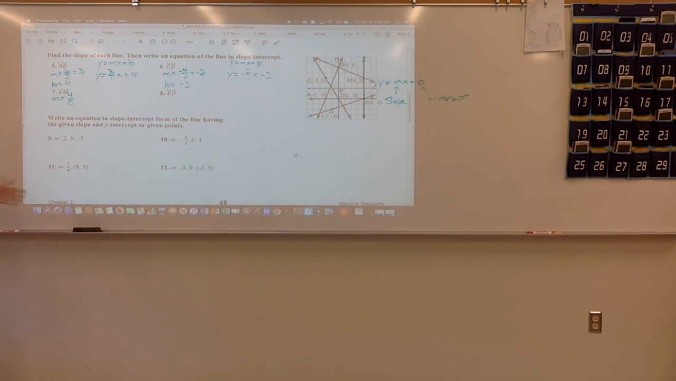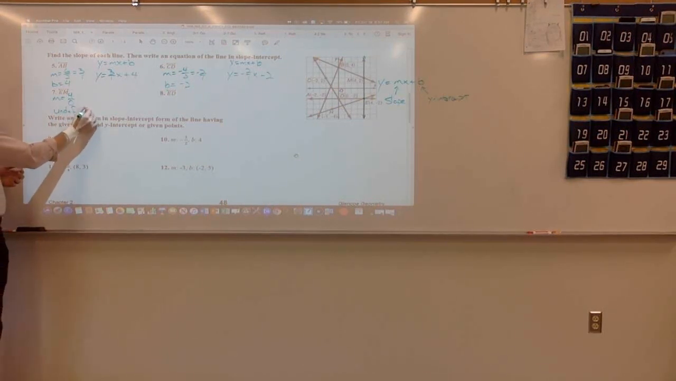What does that mean if I get a 0 in the denominator of a slope? It's 4 over 0. Is it just 4? Can I divide by 0? Am I allowed to do that? No, right? I can't divide by 0. So it's not just 4. It's undefined. Whenever we get a 0 in the denominator, our slope is undefined.